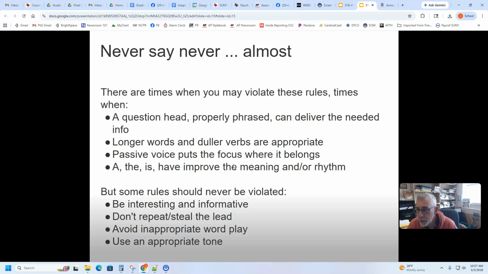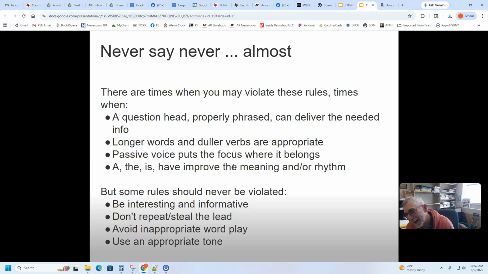Passive voice can put the focus where it belongs. In some crime stories, and we'll see an example, a lead and a headline, the passive voice may make more sense. It isn't what somebody did, it's what was done to them, right? The words a and the and is and have, which we usually avoid, forms of to be, to have, might be necessary to put back in because of the rhythm or meaning.